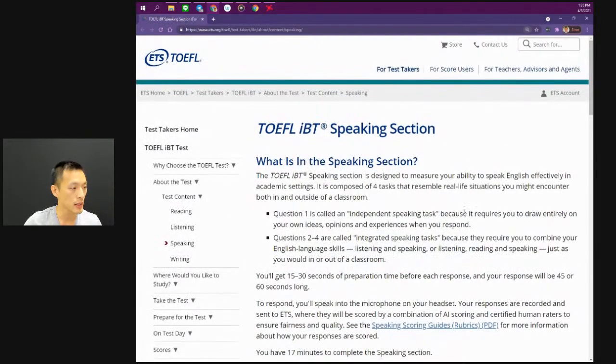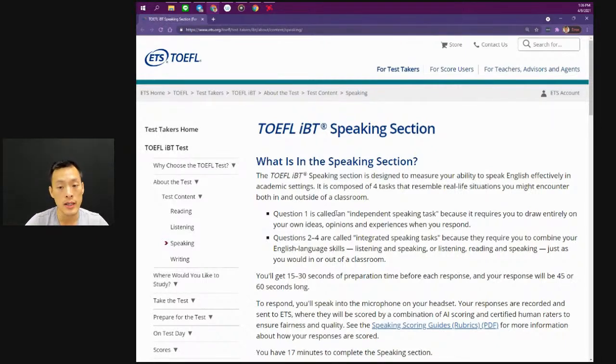The first kind of question is what they call question 1. Imagine a creative name right there. Question 1 is what they call the independent speaking task, right? In question 1, they will give you a prompt, right? I will give you an example of what the questions could look like in a few minutes, but I want to go through the format of the test first.